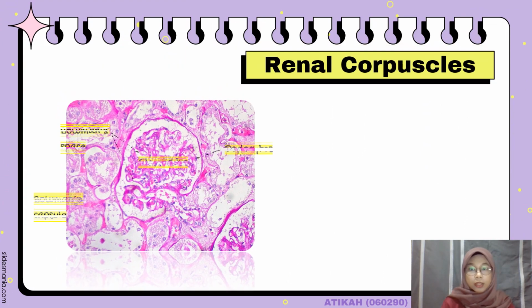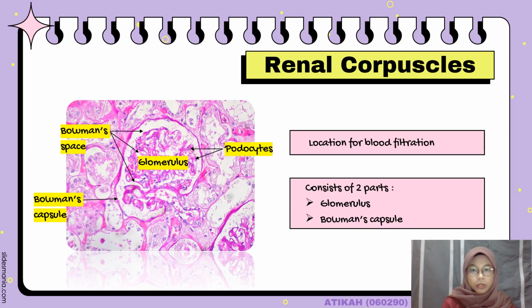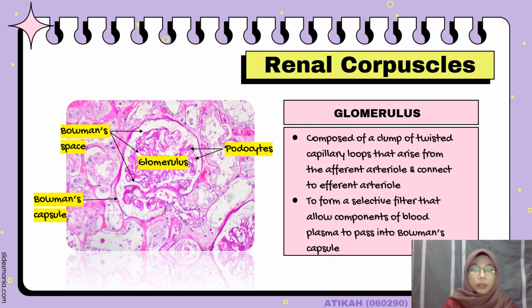Renal corpuscle is a location for blood filtration. It consists of the glomerulus surrounded by a double-layered epithelial capsule called Bowman's capsule. Glomerulus is composed of a clump of twisted capillary loops that arise from the afferent arteriole and connect to the efferent arteriole. This arrangement forms a selective filter that will allow certain components of the blood plasma to pass into the Bowman's capsule.